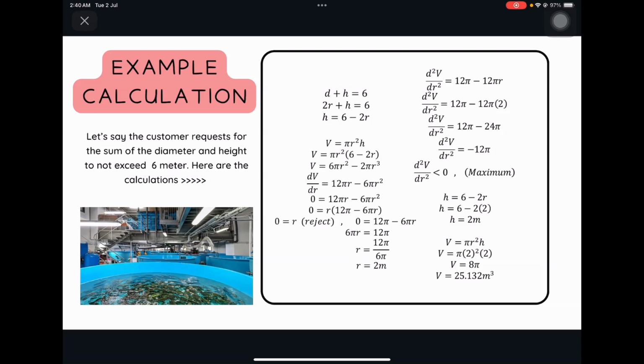If the value of the second derivative is smaller than 0, which is a negative value, we can prove that it is a maximum value. Following that, we can substitute our r value into the h equation and get the h value. Then substitute both the r and h values into the volume equation to get the volume of the fish tank, which is 25.132 cubic meters. This is the maximum volume of the fish tank, where the sum of the diameter and height does not exceed 6 meters.